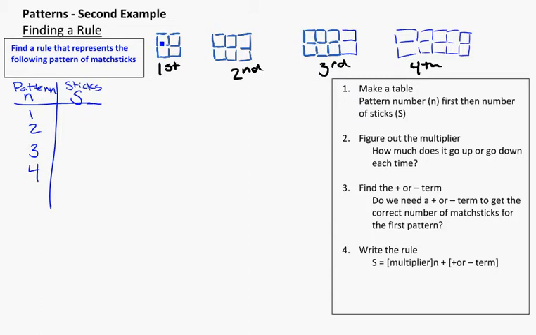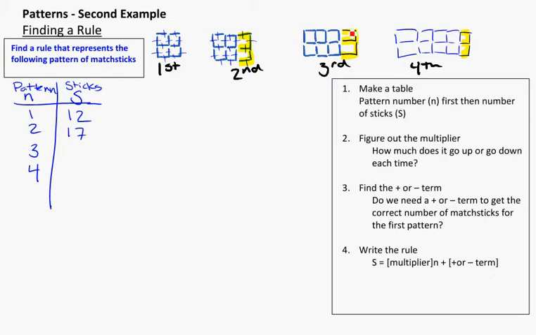Sometimes I just hash them off to make sure I don't miscount. 1, 2, 3, 4, 5, 6, 7, 8, 9, 10, 11, 12. 12 matchsticks. In the second pattern, 1, 2, 3, up to 17. 17 of them. And if you start to pay attention to this, what's the difference between the first and the second pattern? It's only those guys there. And the difference between the third and the fourth pattern, well, it's those ones I drew on there.